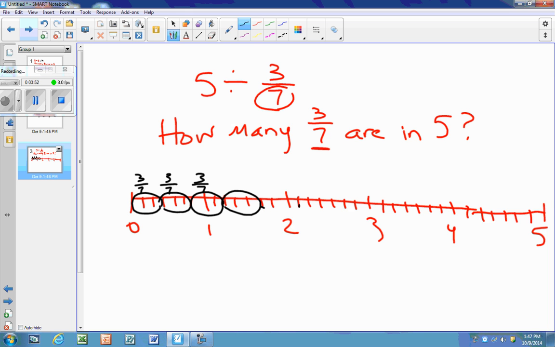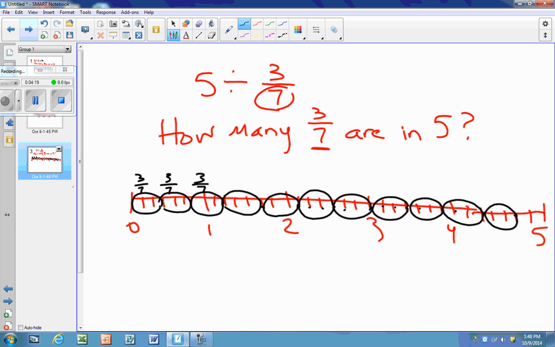1, 2, 3. That's another 3/7, and another, and another, and so on, counting each group of 3 until the end. And then we have 1, 2 left over. So we'll decide what we're going to do with that one in a minute.